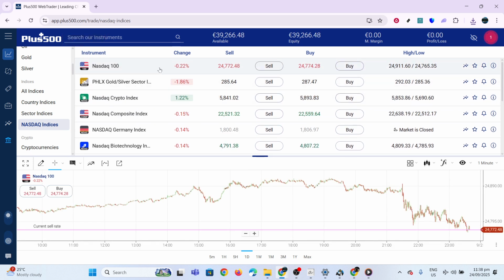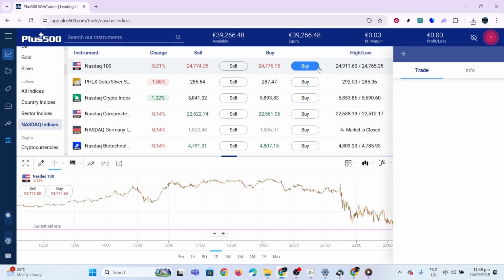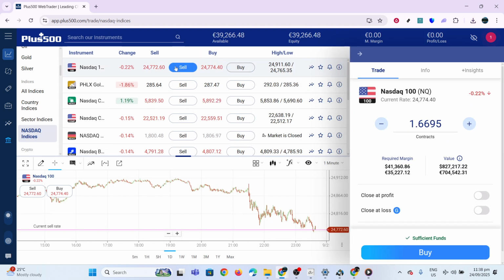Now that you've chosen your instrument, it's time to open the trade window. Here, you have two choices. If you anticipate that the price of your selected futures will rise, click Buy. Conversely, if you predict a price drop, click Sell. This decision is crucial as it sets the direction of your trade.